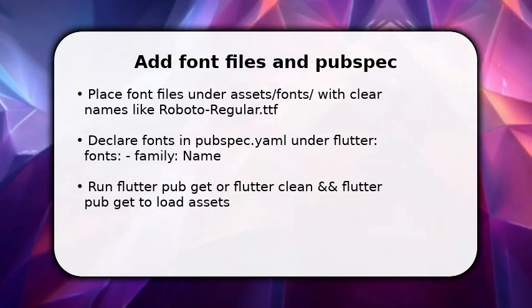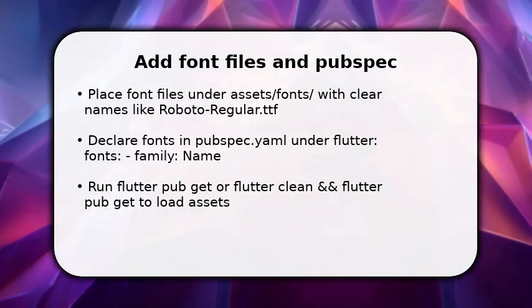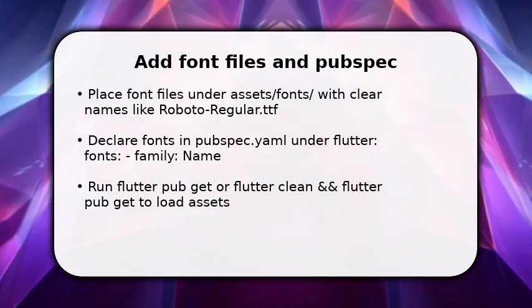Once saved, run flutter pub get. Make sure the indentation is exact because YAML is picky. If you use variants, list weight and style entries. This first step wires the files into your app.